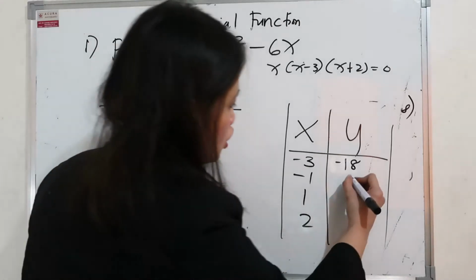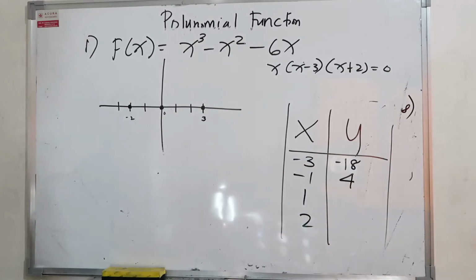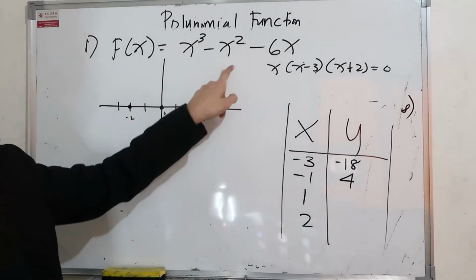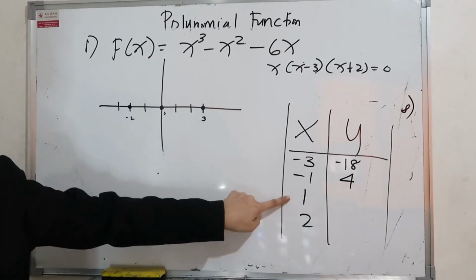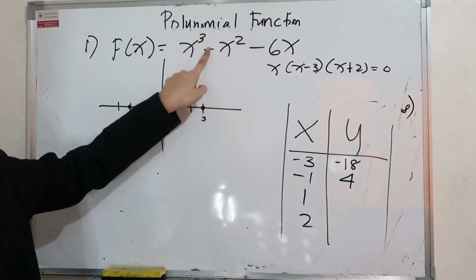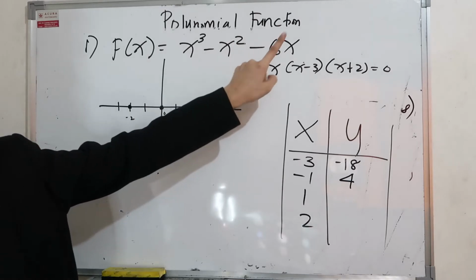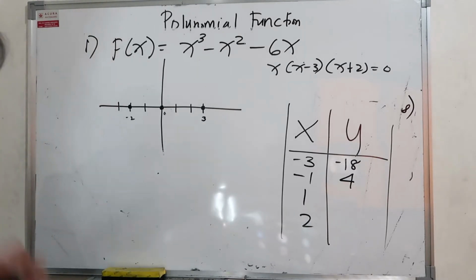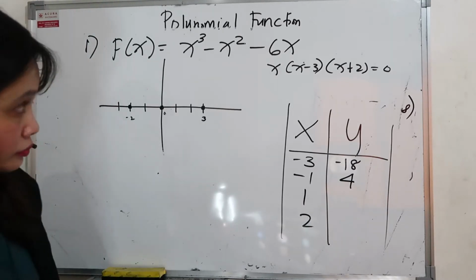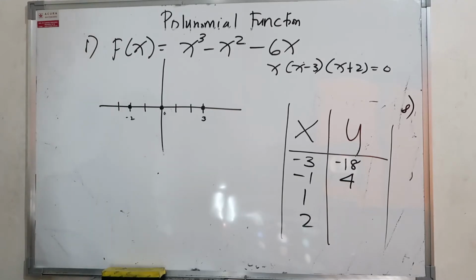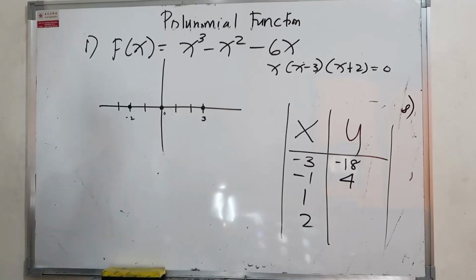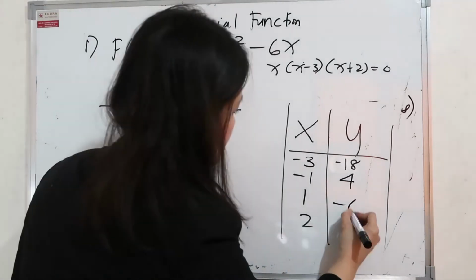So we have 4. Okay? If x is 1, what's the value of y? Substitute. 1 raised to 3 minus 1 raised to 2 minus 6 multiplied by 1. What is the answer? Negative 6.